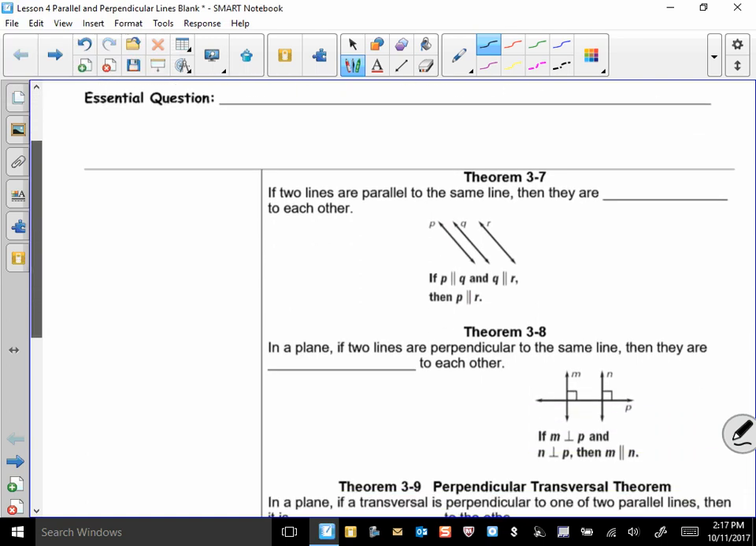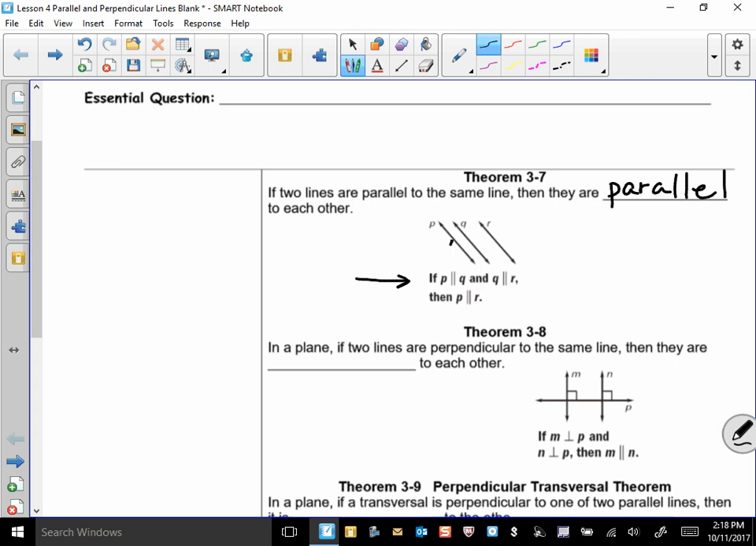So let's start off with another theorem that says if two lines are parallel to the same line, then they're going to be parallel to each other. That makes sense. I mean, it kind of looks like the transitive property, doesn't it? But it's not the transitive property, and you can't call it the transitive property in a proof. If you were to use this theorem in a proof, you would just say two lines are parallel to the same line. So that would be what your reason would say.